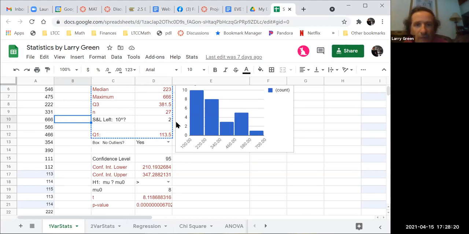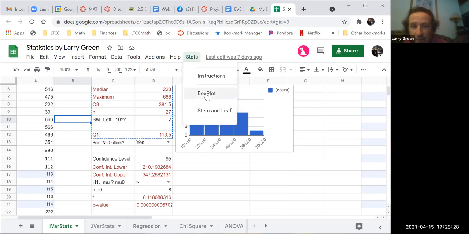You're also going to look at a histogram. You're going to look at a box plot and a stem and leaf plot. If there are other plots that you find valuable, you can look at those too, but these 3 you have to do.